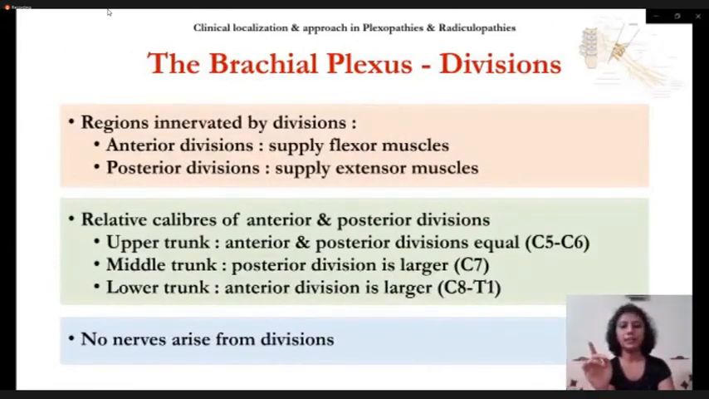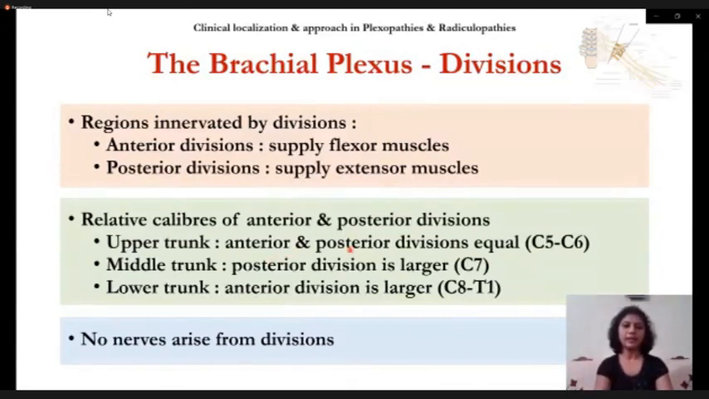Each trunk is divided into an anterior and a posterior division, all of which are retroclavicular. The anterior division supplies the flexor muscles, that is the muscles that are located in the anterior compartment of the arm and forearm, while the posterior division supplies the extensor muscles, that is the muscles that are located in the posterior compartments of the arms and forearms.